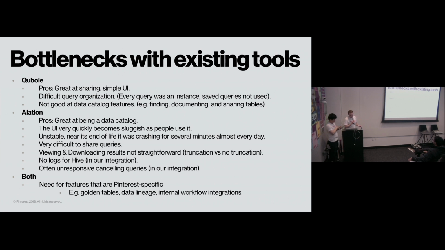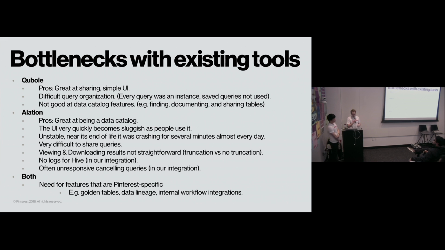Regardless, even though these solutions have many very good characteristics, a very important part was that there were many needs specific to Pinterest that didn't make sense for these external vendors to implement. For example, we have an internal concept called golden tables. It was not easy for us to modify their UI so that these golden tables would be easily findable in their system. We tried, but there were workarounds we needed to do, and it was not an awesome solution.